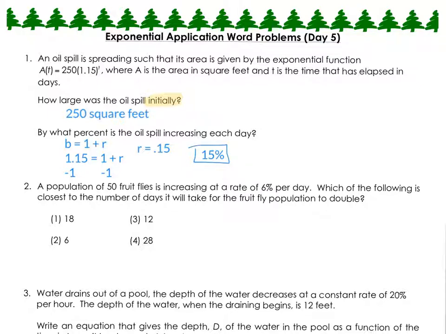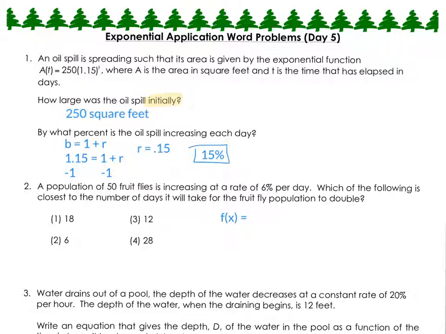Okay, let's try another one together. A population of 50 fruit flies is increasing at a rate of 6% per day. Which of the following is closest to the number of days it will take for the fruit fly population to double? Well, I think that in order to do this, we should write our exponential equation. I'm going to help you with that. But then I'm going to leave it up to you to find which one is the right answer by using the exponential function we're going to write. I'm just going to use f of x, but remember that you could use p of t or whatever you want. They didn't specify here, so I can use whatever I want. I could even just say y equals.